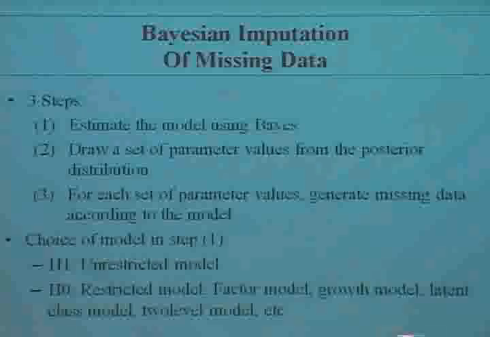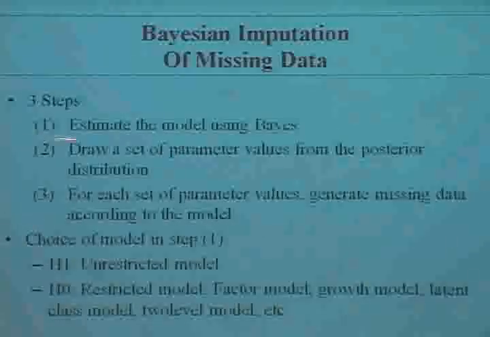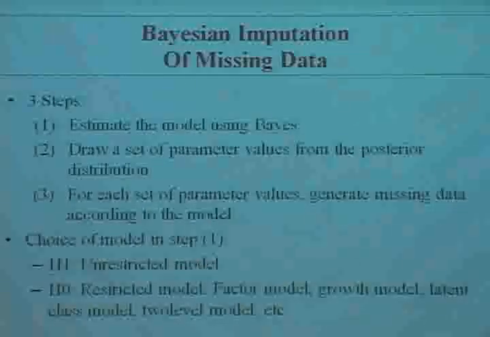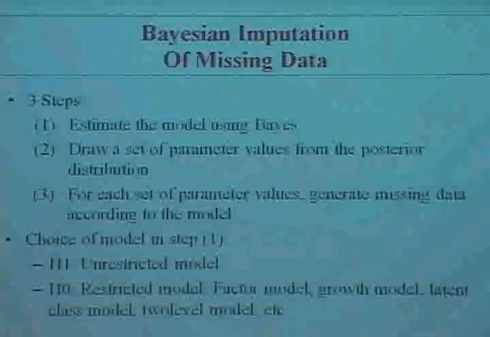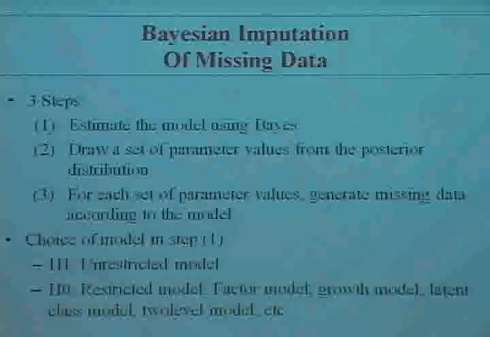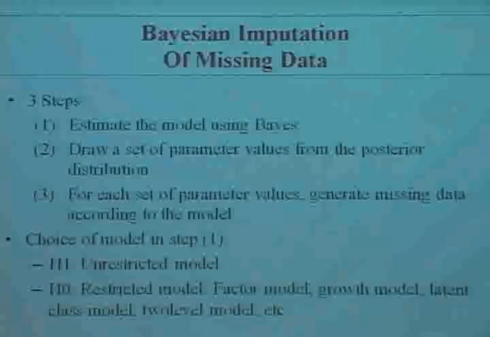Basically, what we want to point out here is that step one, the model that you choose to impute the data, is where the flexibility is, and you can choose different models. You can choose an unrestricted model, which we call H1 imputation, and that usually means just a variance-covariance matrix. If you have categorical variables, it's going to be a tetrachoric correlation matrix, polychoric correlation matrix. But basically, it's a saturated model that we would use to model the entire data set.